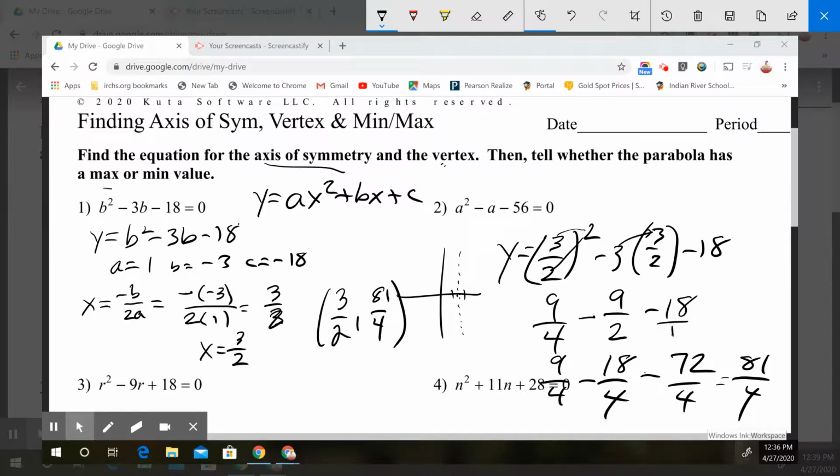min or max value comes from looking at A. If A is positive, it means it opens up, which means it's going to be a min value, okay? Okay, so it has a min value. Now, if you want to know what the min value is, it's the y value of the vertex. The min or max value is always the y value of the vertex. So we went a step beyond what you really needed to do there. But there are the 3 steps you need for all of these equations.